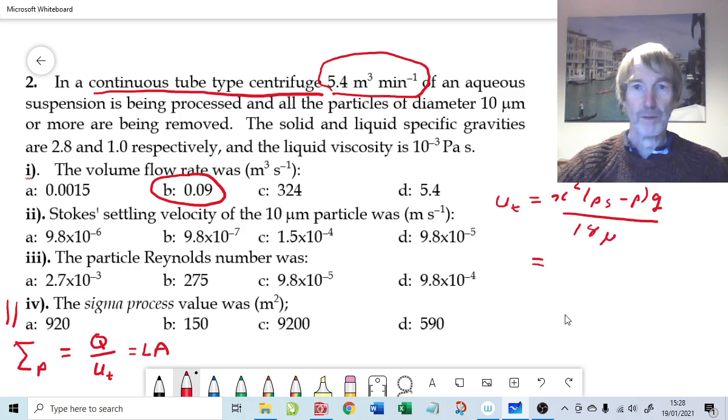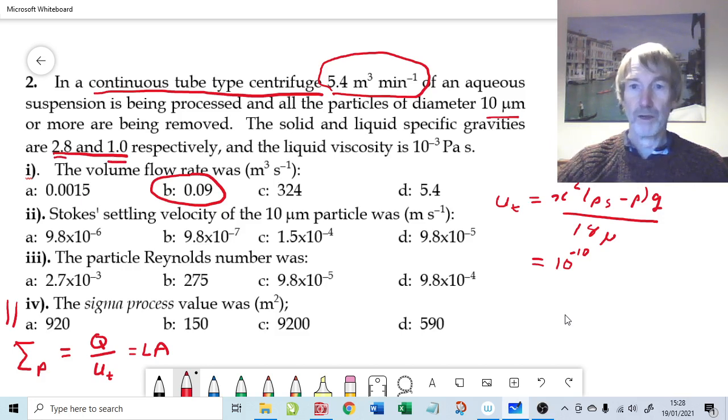In our case, because we're dealing with 10 micron particles, which squares to 100, but times 10 to the minus 12, so that becomes 10 to the minus 10 in meters. The specific gravity is 2.8 and the liquid is 1.0. Specific gravity, remember, is relative density, so that's 2,800 kilograms per meter cubed, and that is the density of water, 1,000 kilograms per meter cubed.